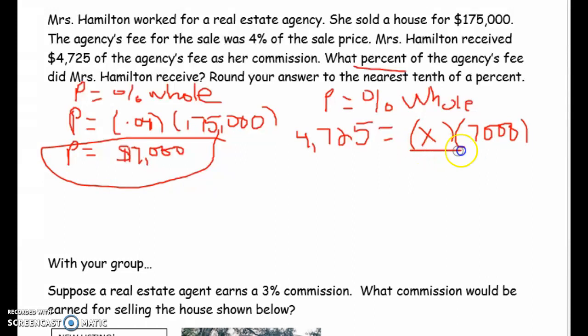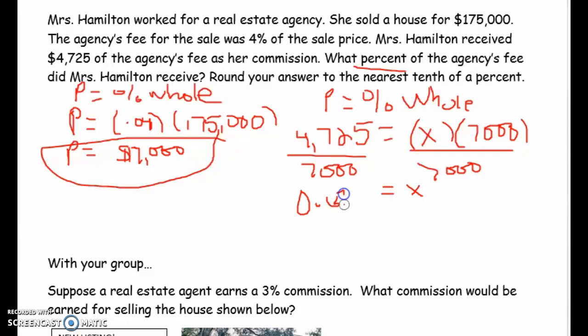We've got to get X alone, so we're going to divide both sides by 7,000. So after you get done writing this, please grab your calculator and divide 4,725 by 7,000. You should get something like this, 0.675.